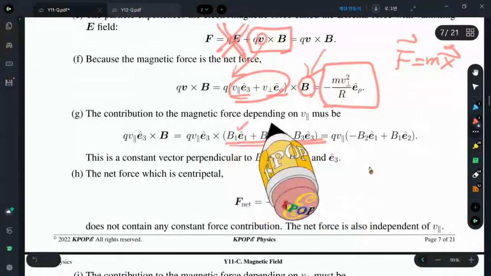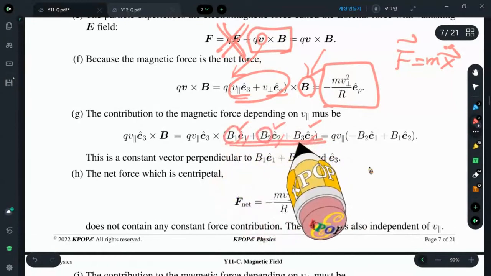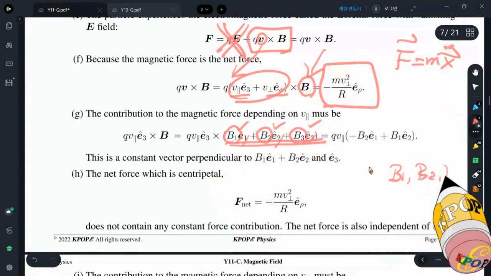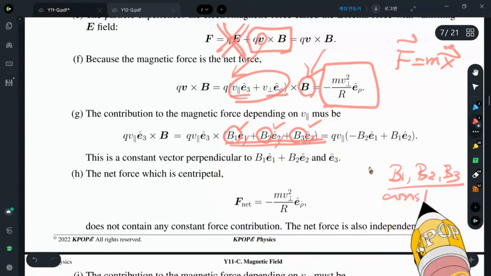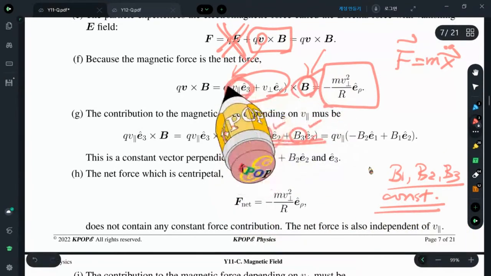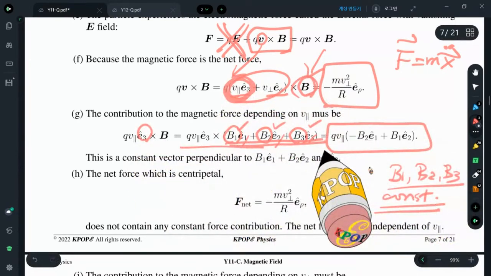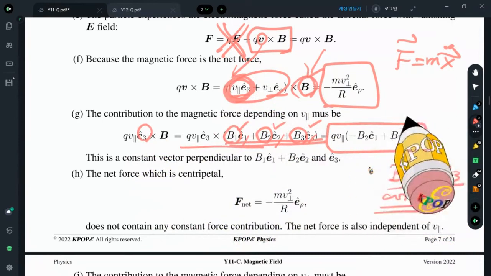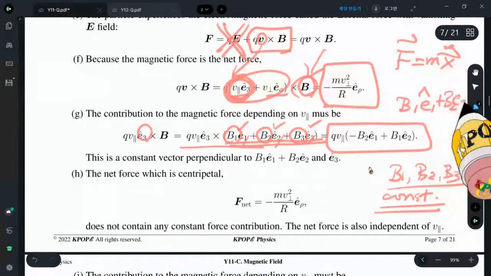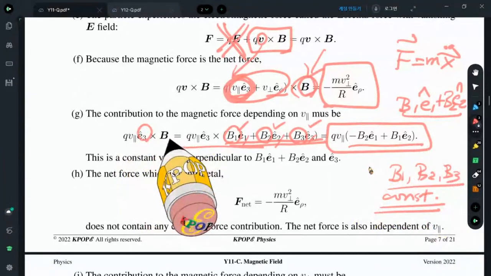For simplicity, we use Cartesian components. They are constant vectors. Therefore, B1, B2, B3, since it is a uniform field, must be constant. First of all, the cross product with the parallel component along the z-axis will give this. By the way, this is perpendicular to B1E1, and B2E2 is perpendicular to this because this is V cross B.